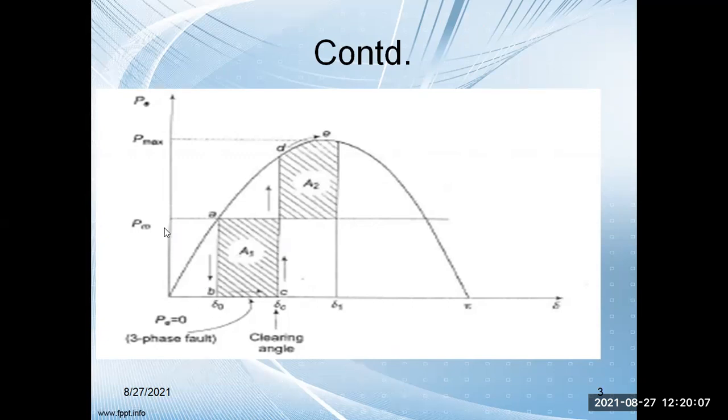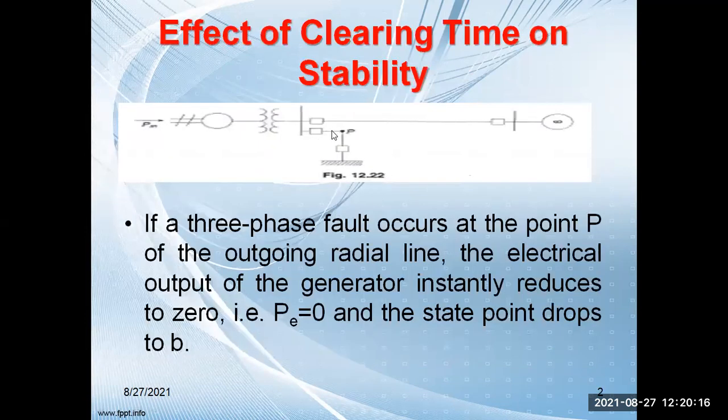Now here you see this is your mechanical input PM0. This is constant. Now what will happen? There is a three-phase fault. When there is a three-phase fault, both the breakers immediately isolate the two lines. The power output from this generator will not reach the load, so the power output immediately falls to 0.